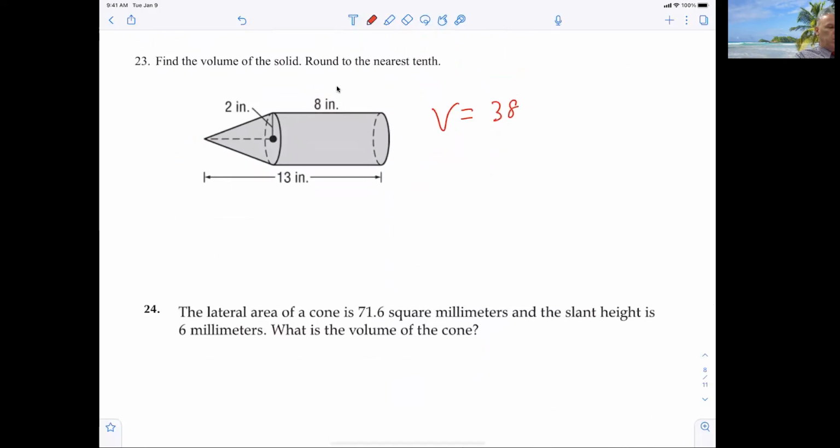38 point what? What is it? 116? 116 over 3 pi inches cubed. Is that all right? Yeah. Is that 38.3 repeated pi? Oh, okay. That's right. 0.6. You okay with that? All right. Anybody have any issues with that?